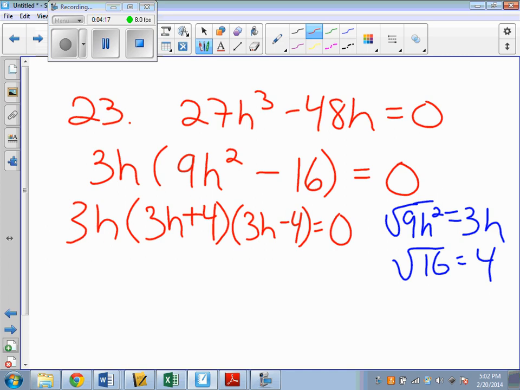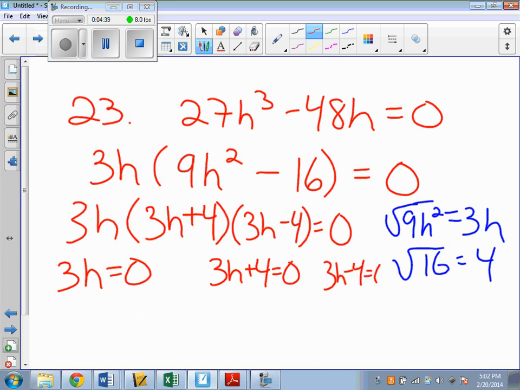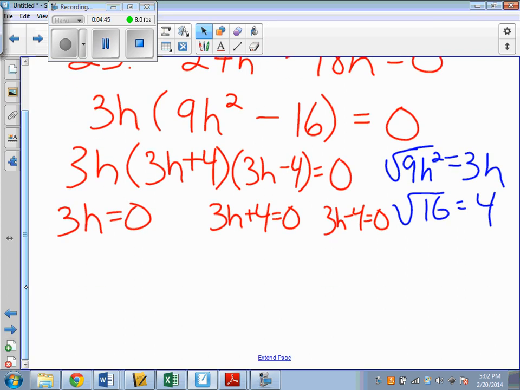I take that back. I think it's the hardest one to solve, because we want to take each factor and set it equal to 0. And it's kind of easy to overlook that 3h is a factor. So we're going to set 3h equal to 0, 3h plus 4 equal to 0, and 3h minus 4 is equal to 0. And we're going to solve for h on all three of those equations.